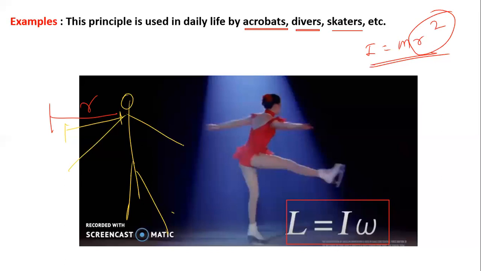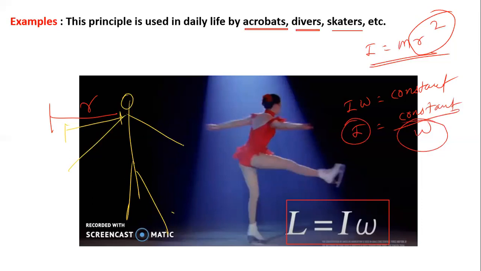And you know that this formula L is equal to I omega, and this I omega is constant. Conservation of angular momentum tells that I omega is constant. So I is equal to constant divided by omega, which means I and omega are inversely related. When the hand is outstretched, r is larger, so the moment of inertia is larger. A larger moment of inertia means omega of the body is smaller, so the body rotates with lesser speed.